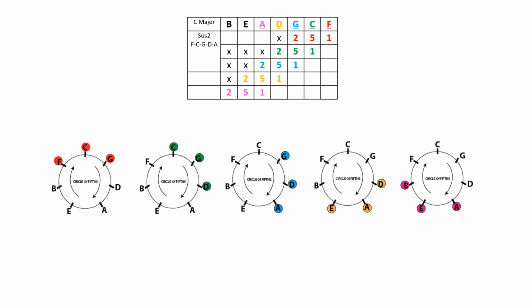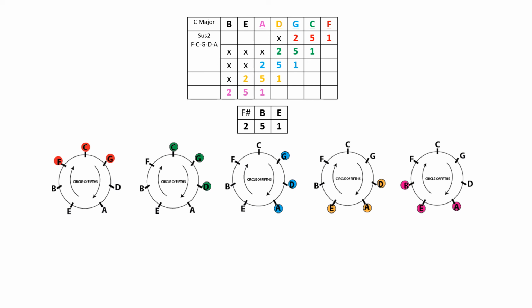We can confidently infer that the E and B sus2 chords do not belong to C major because we do not have any notes left to plot them. An E sus2, for example, will contain the F sharp note, which is not found in C major.